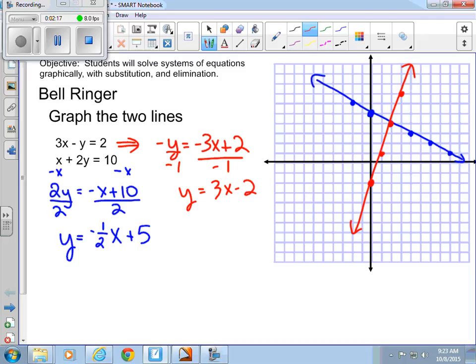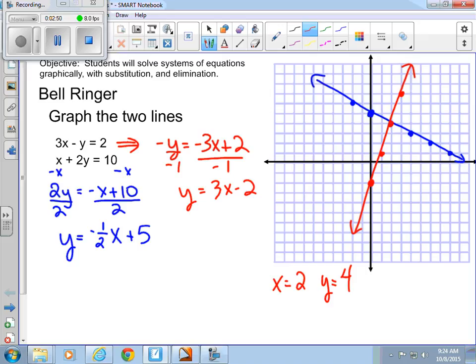Do those lines intersect? At what point do they intersect? 2, 4. Good. Would our calculator find that for us? Probably more accurately than I can. Now on this one it worked out perfect where it hit exactly the point so I could find it. But we could type those in y equals and do second trace.